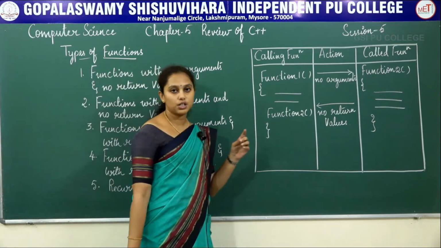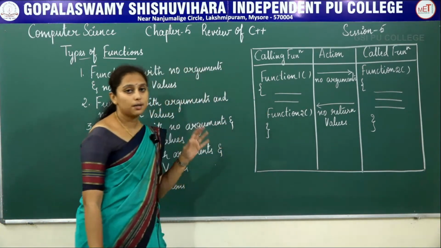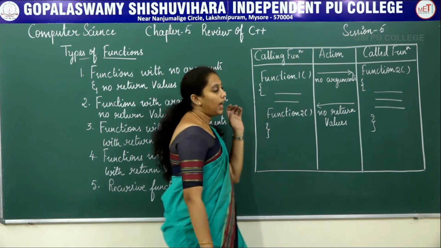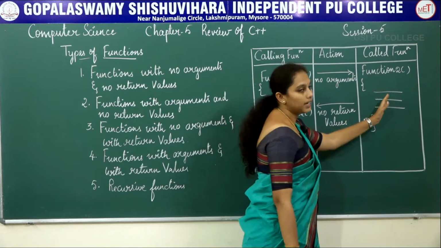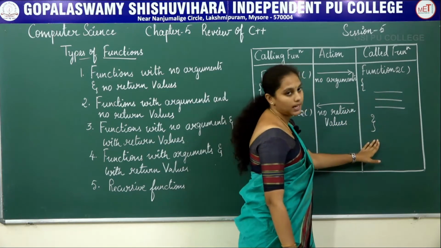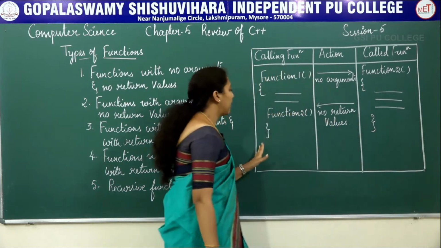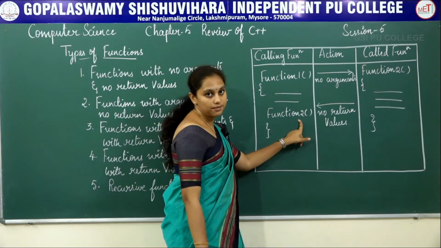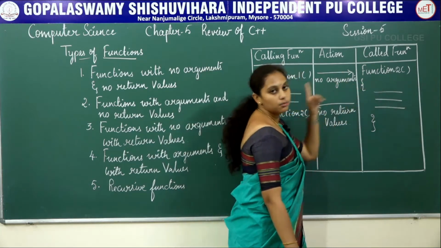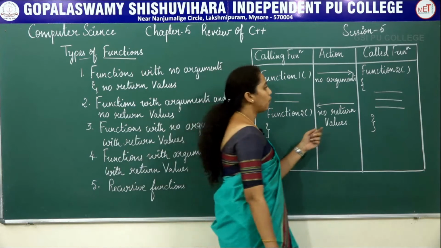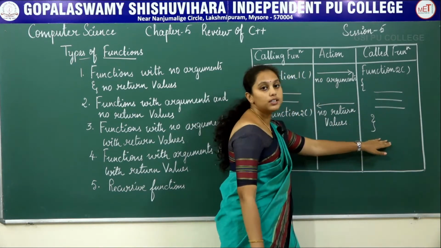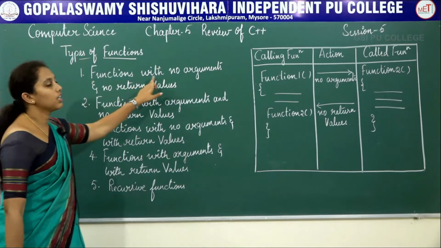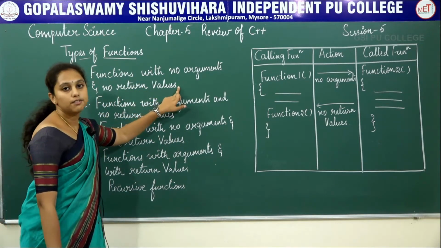So the syntax for this function is this. In this type of function, the first function calls the second function. As we are not passing any arguments to the second function, it performs its calculations, but it does not return any value to the first function. Function 1 will call the second function, but it does not pass any arguments to function 2. After performing the calculations, function 2 does not return any values to the first function. That is called functions with no arguments and no return values.